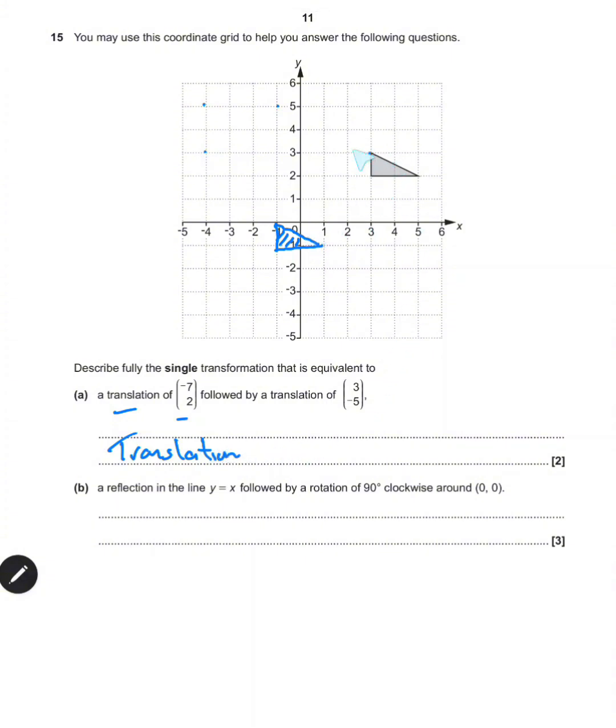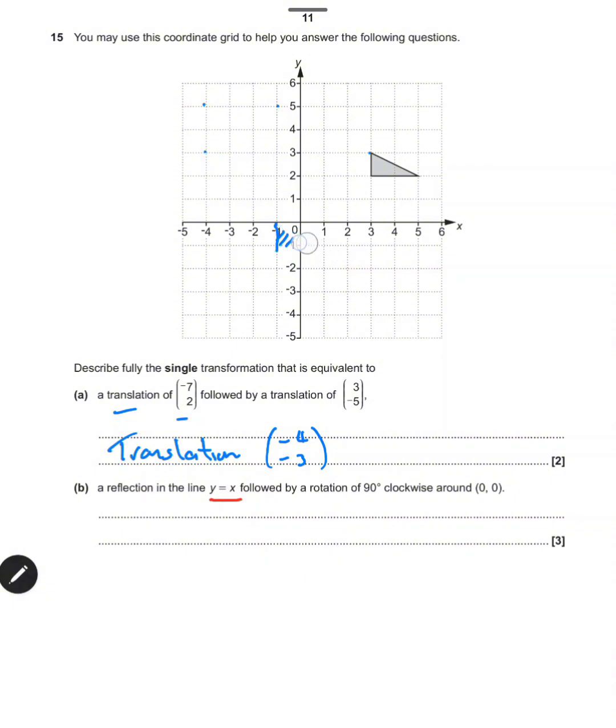So I'm going to just count again. 1, 2, 3, 4 to the left. And 1, 2, 3 down. So that's 4 to the left and 3 down. Part B says reflect in the line y equals x and then rotate. Well, I'll do the reflection first.